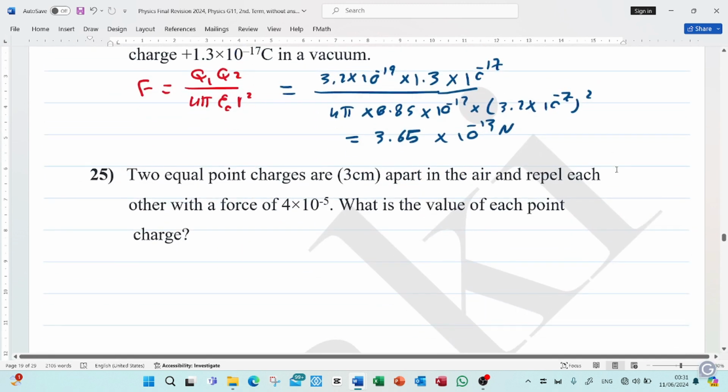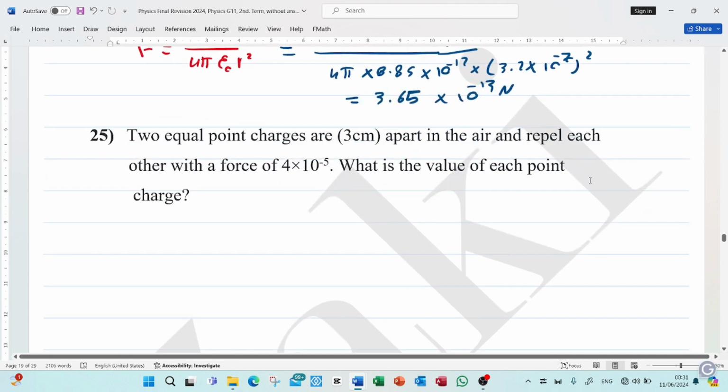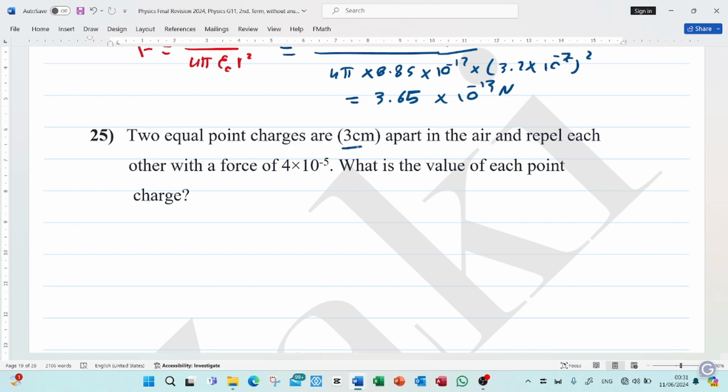Next question. Two equal point charges are 3 centimeter apart. This is R. We have to convert, so it is 0.03 meter. They repel each other with a force. We have here the force, it is in Newton, sorry. Force equals 4 times 10 power negative 5 Newton. But we don't have the charge. What is the value of each charge?